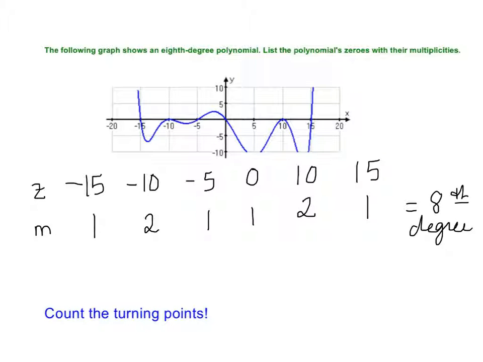Another thing is you can count the turning points. So I've got 1, 2, 3, 4, 5, 6, 7. So there are 7 turning points in an 8th degree polynomial.